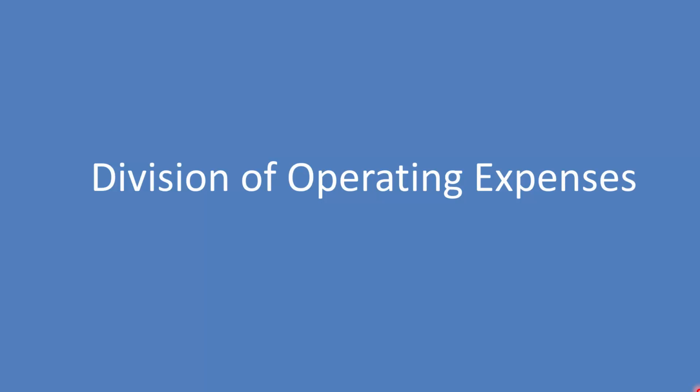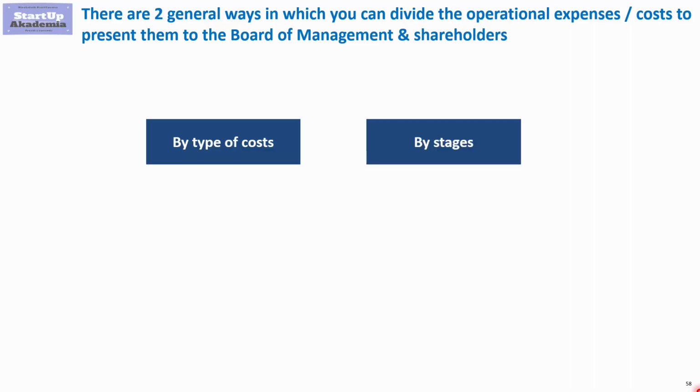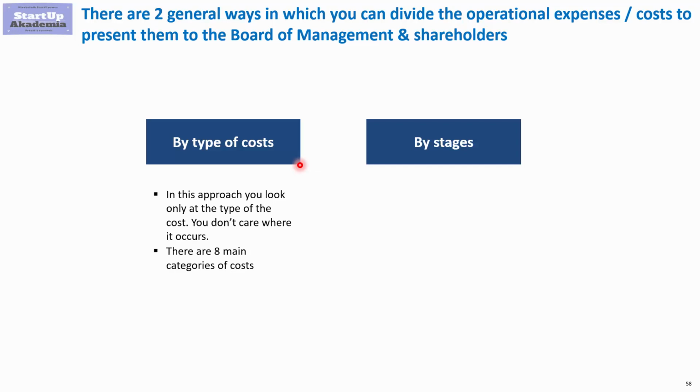So let's start by discussing two general ways in which you can divide the operational expenses and present them obviously to the board management and shareholders. So first way to do that is by type, and the second one is by stages. In the division by type, you simply look at what type of a cost it is and you disregard where it appears. And there are 8 main categories we're going to discuss in a minute.